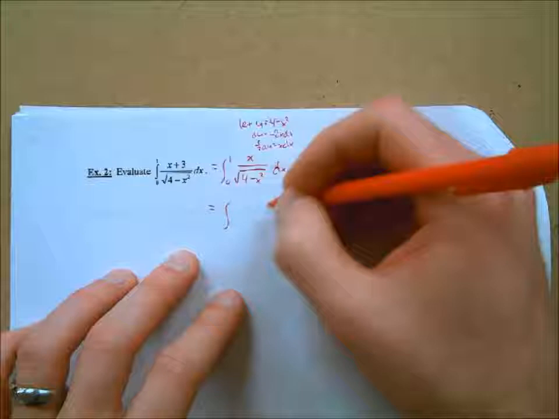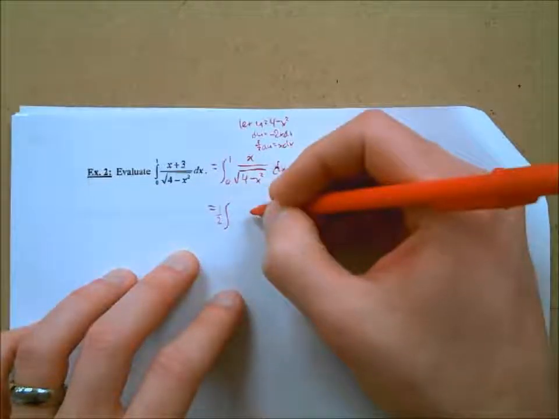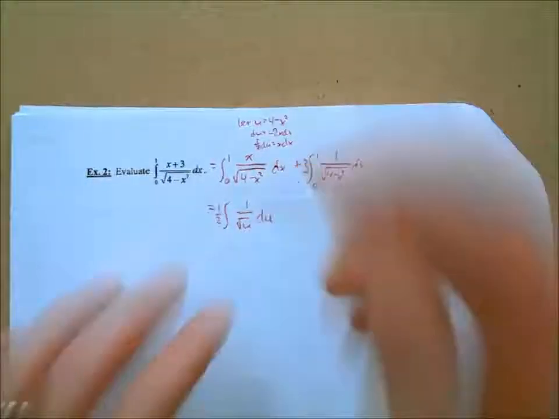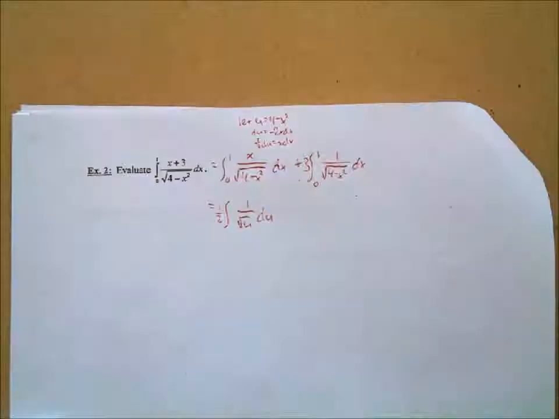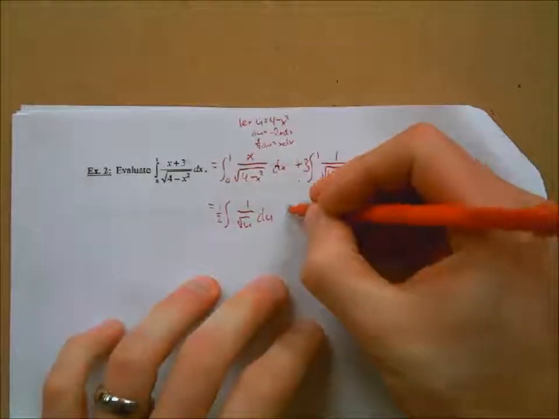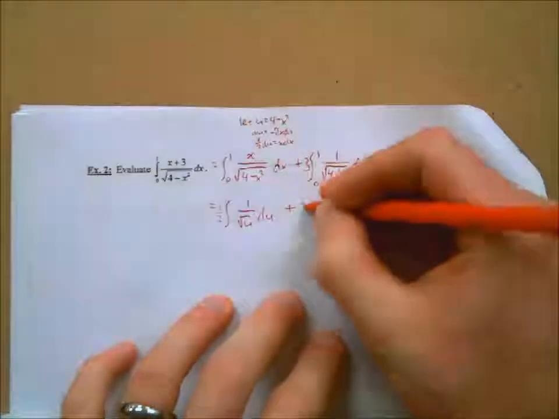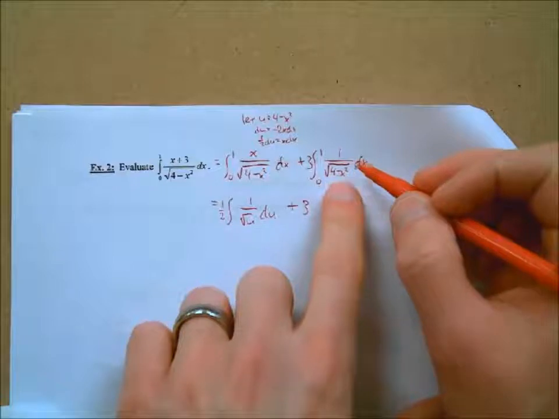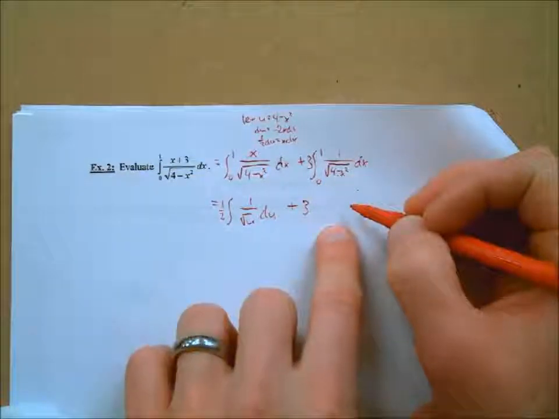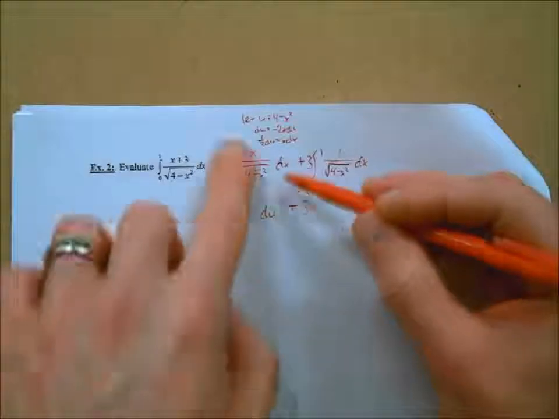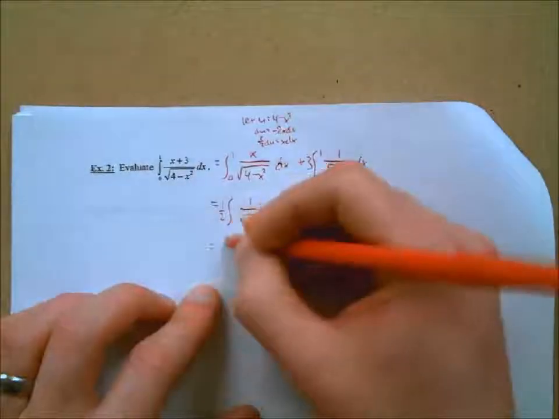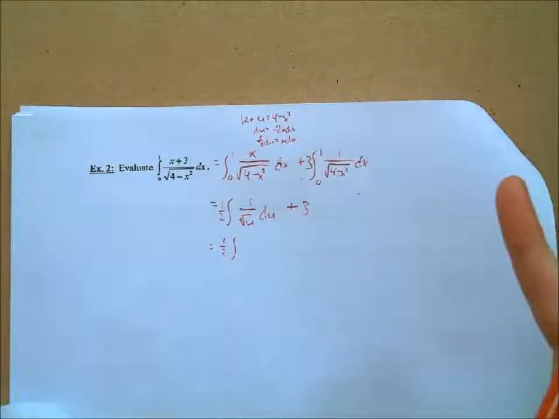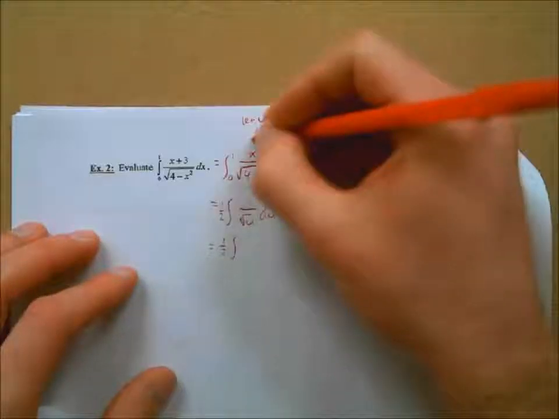So I'll put the 1/2 in front, and this is 1 over the square root of u du, plus 3. And then let's just continue on with this one, rather than breaking our train of thought and doing these two things simultaneously. Oh, did I make a mistake? Negative 1/2. Thank you, it is negative 1/2. Okay, very good.